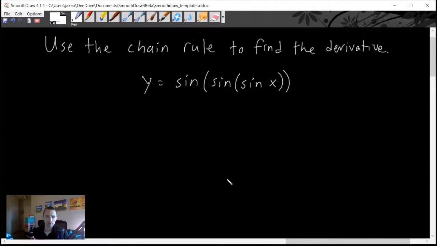So again, we're going to go ahead and use the chain rule to find the derivative of this function y equals sine of x. So this is a pretty interesting example. It's still going to be able to be found using the chain rule because we have a composite function. But this is a very interesting one because we have more than just a single inside function and a single outside function. We actually have three functions now plugged into each other, basically like three levels of composite functions. So this is a pretty interesting example.